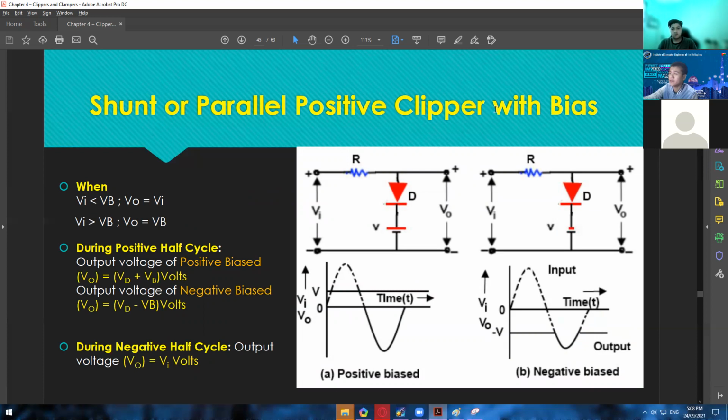But what if there is a bias voltage with this shunt or parallel positive clipper? So when VI is less than VB, we have a reading of VO is equal to VI. And when VI is equal to VB, we have a reading of VO is equal to VB. Okay, so parang ito yung scenario na sinasabi natin kanina.